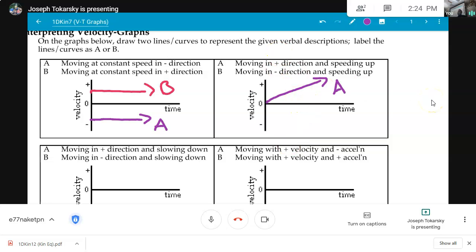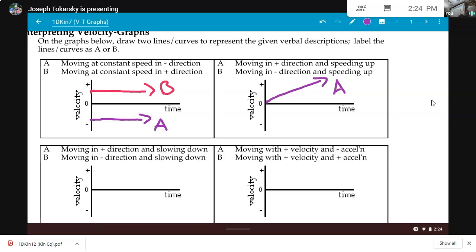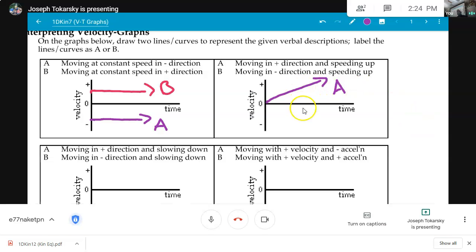And now that it has a non-zero slope, we don't have to do this yet. On the back side we do. But we should hopefully remember that if we would take the slope of this, do the change in y over change in x, then that would give us our exact value of acceleration if we had numbers. And it would be non-zero, positive slope, positive acceleration.